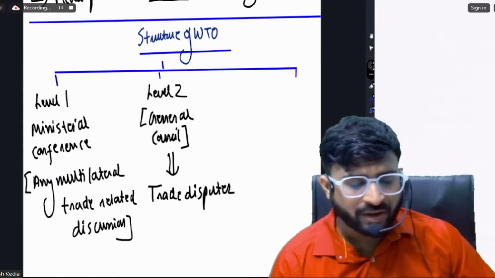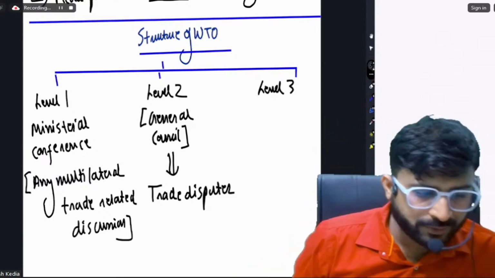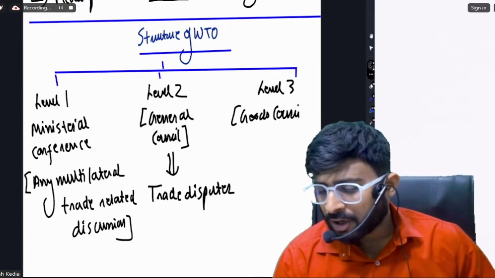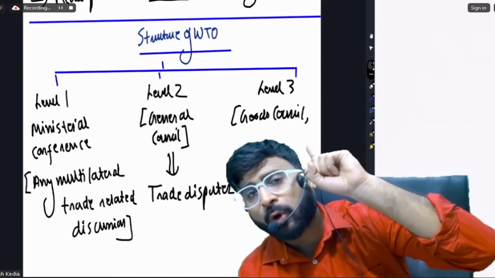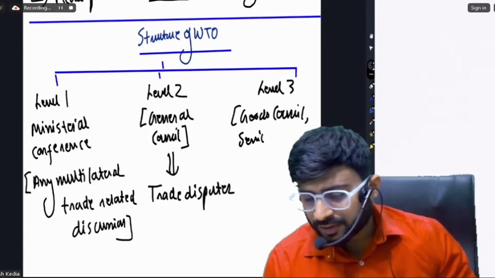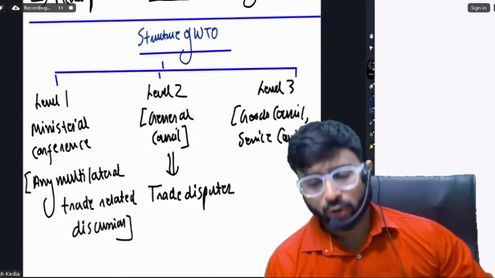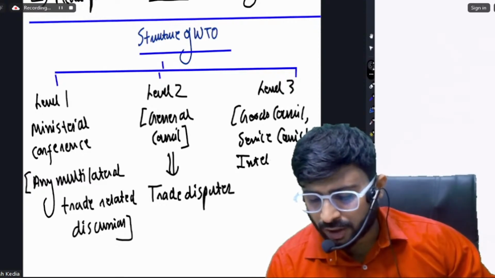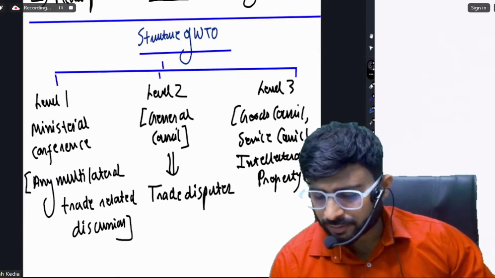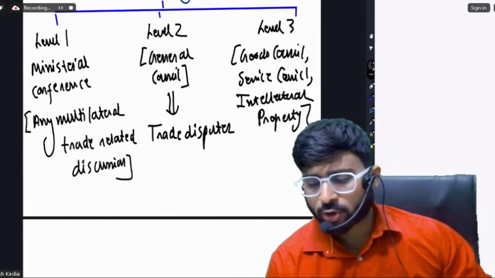Okay. And finally is the level 3. These are responsible for actual work. It covers all the councils. It has goods council. Now GATT का यही problem था. The problem with GATT was it had only goods council. Now level 3 has goods council. There is service council. There is council related to trade related intellectual property, like patent, trademark, copyrights.